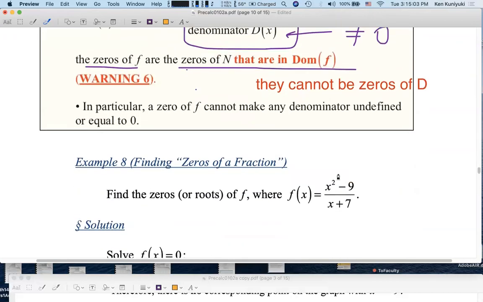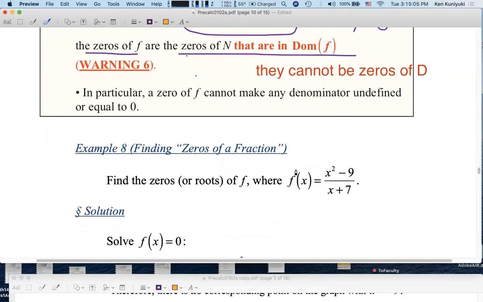All right, so let's find the zeros of f, where f of x equals the fraction x squared minus 9 over x plus 7. So when does this equal 0? We're finding x-intercepts. When does this y guy equal 0? When the top is 0 and the bottom is not.